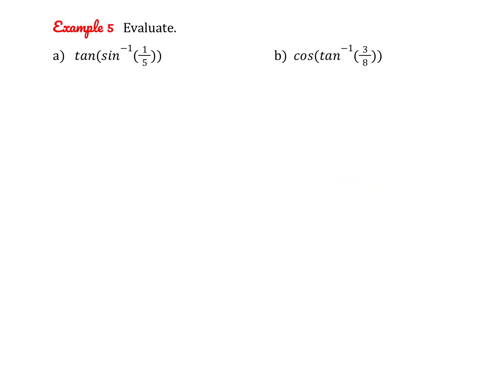All right, we're going to try two more together. But here you're going to notice that we're actually not working with unit circle values, but we can still evaluate them using what we know about our inverse trig functions. So here we have the tangent of the arc sine of 1/5. So remember, when we see this, this is just saying the angle whose sine is 1/5.